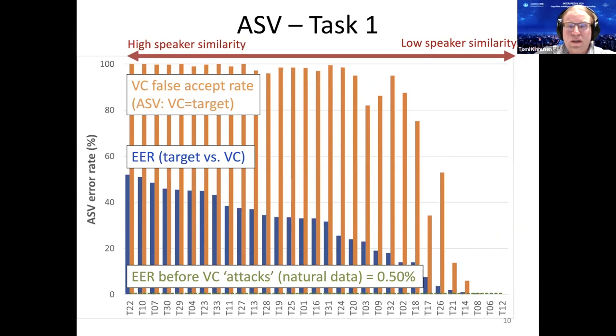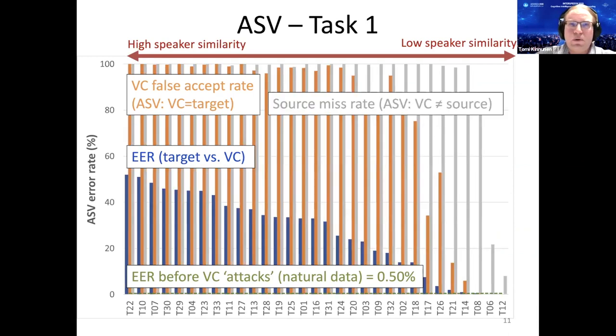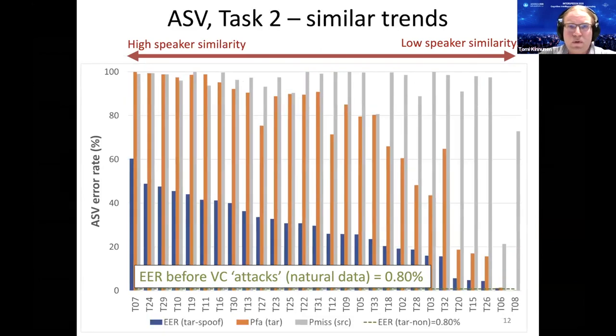We also looked at one more analysis, which is how far away the voice conversion manages to move from the original source speaker. This is the one shown in gray. We see here that the ASV system is also confused, declaring most of the time that these are different speakers. So in this sense, most of the voice conversion entries are successfully de-identifying the original source speaker in terms of ASV. We can look at Task 2. Actually, the findings are very similar here, with a little bit lower false acceptance rates, but generally similar trends.